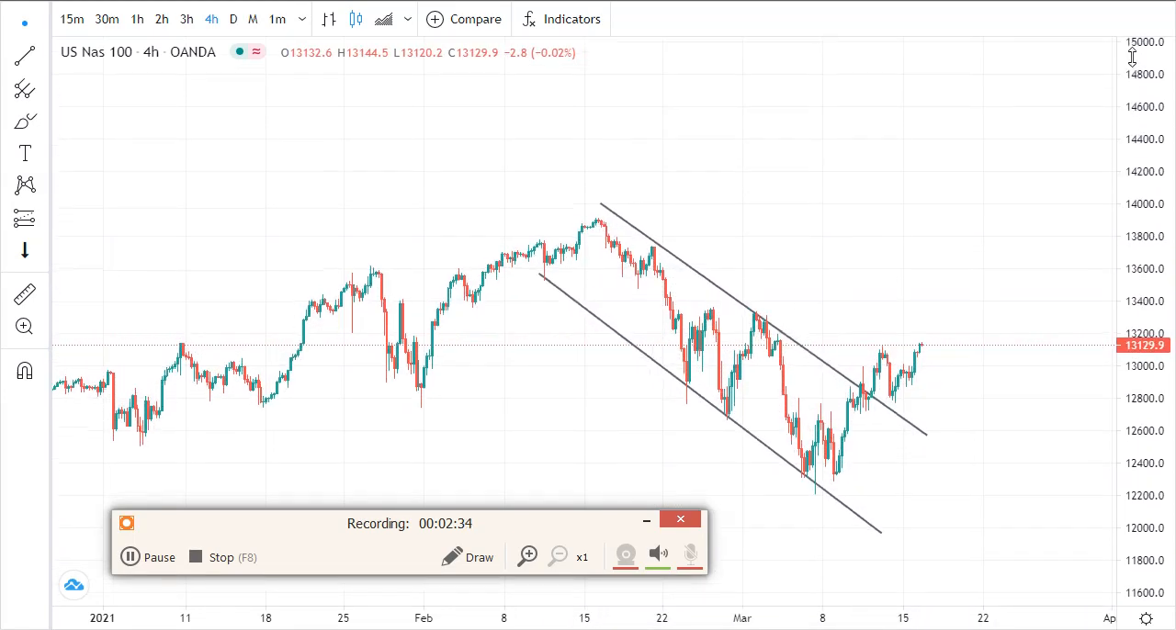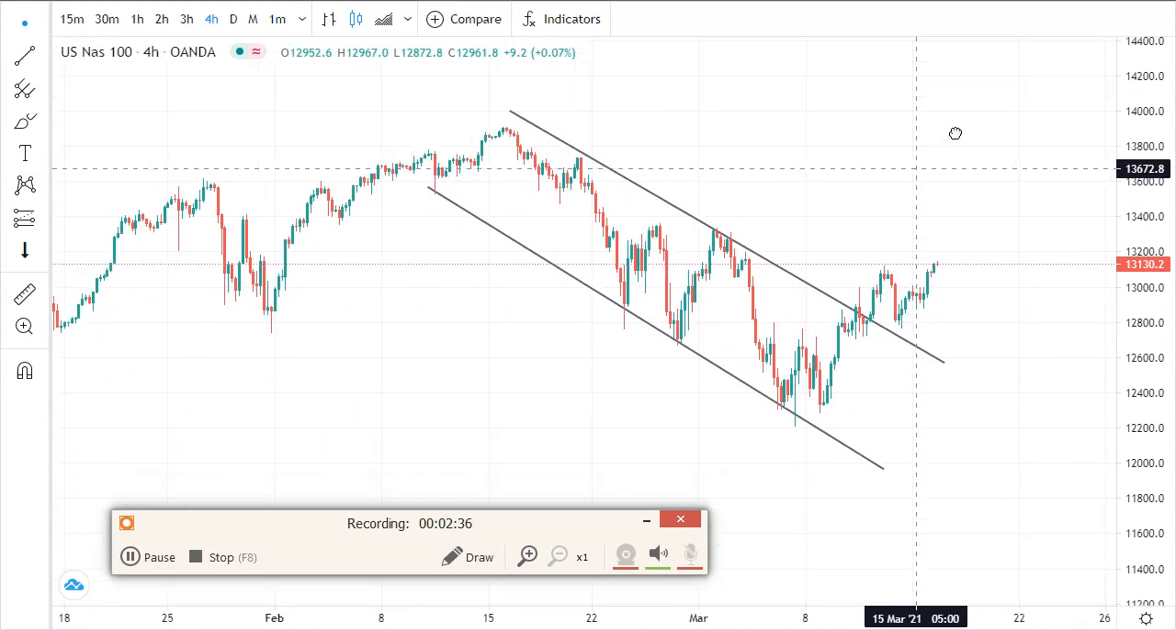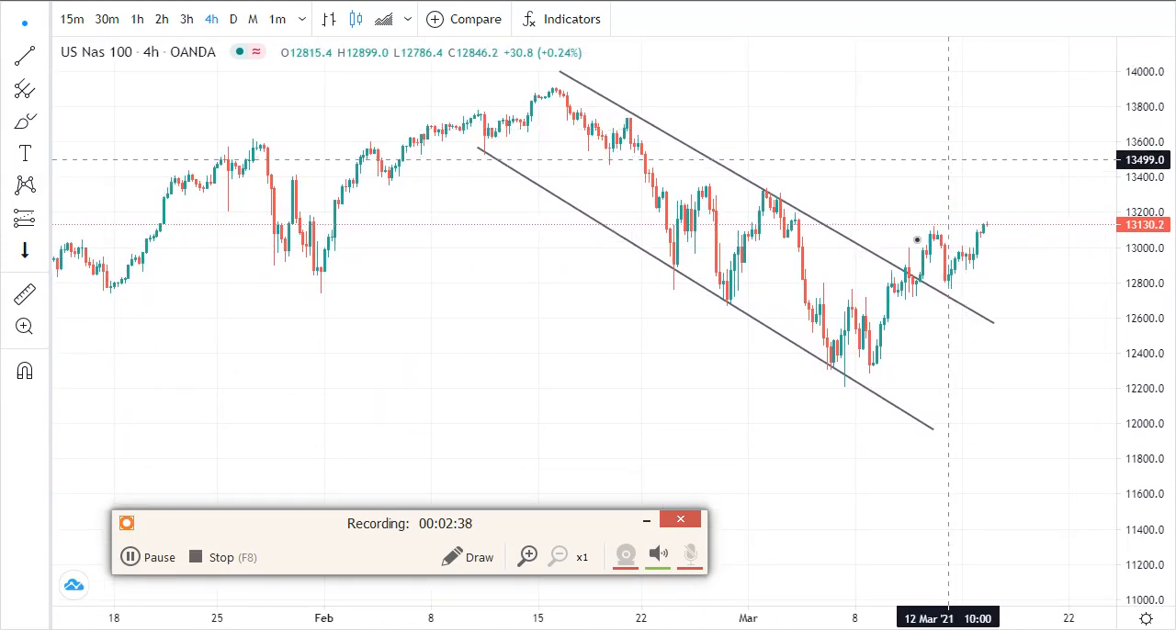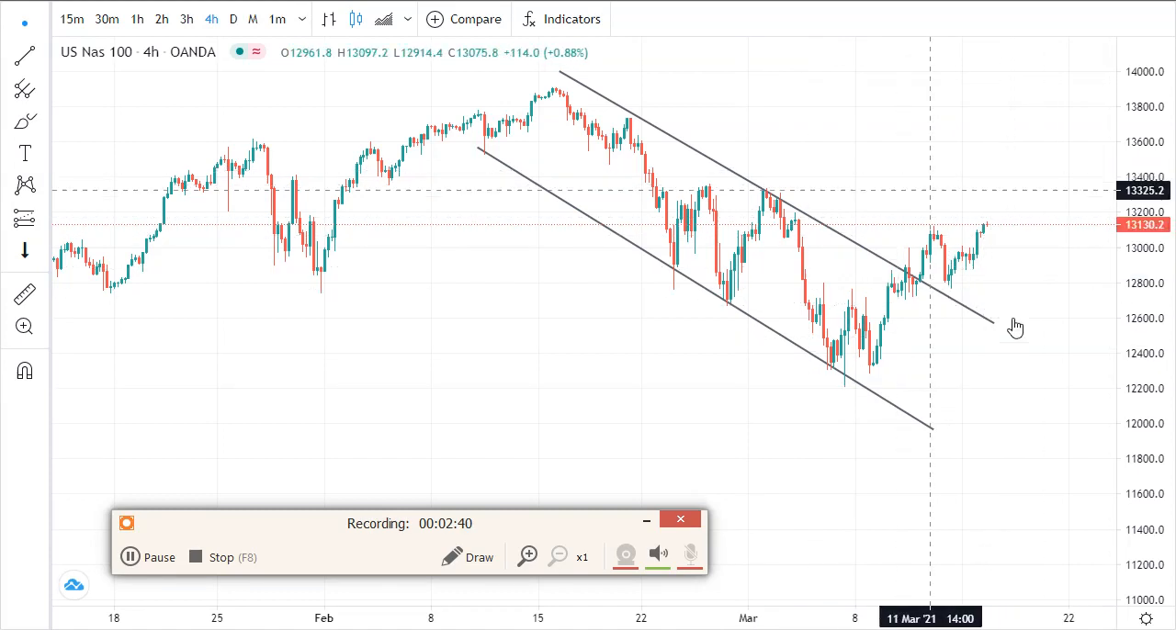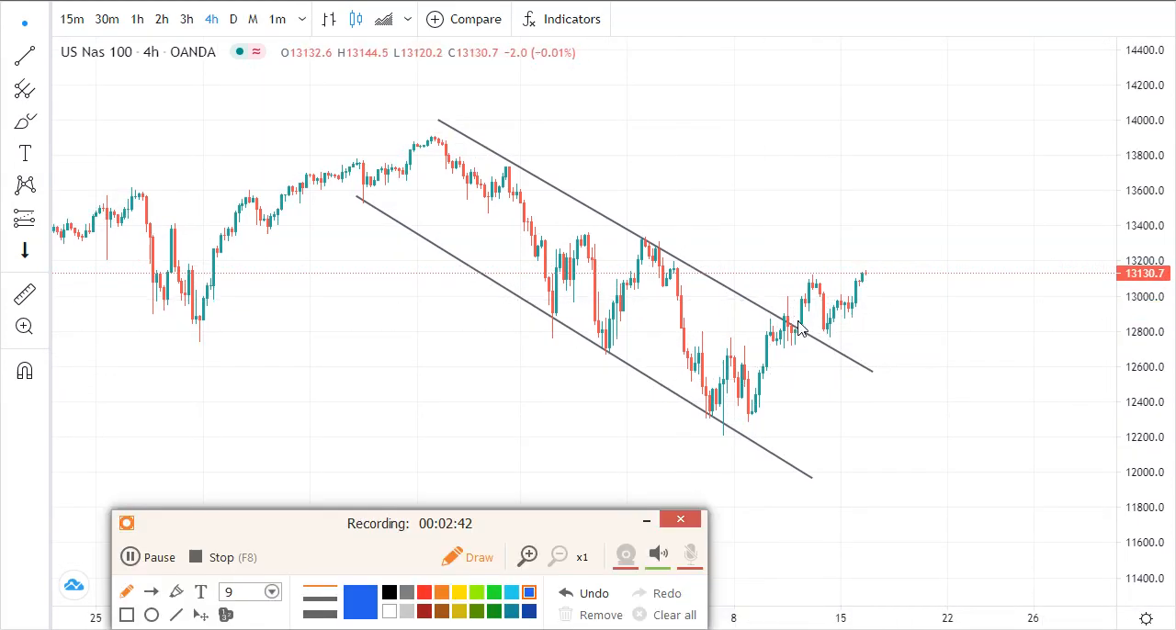So on the 4-hour time frame, already we broke here. This was our resistance. We broke. Let me zoom.